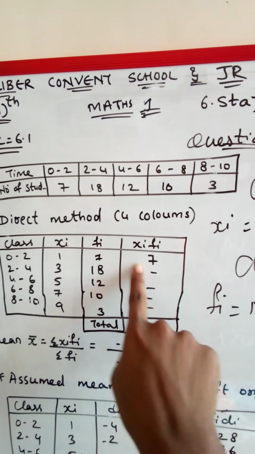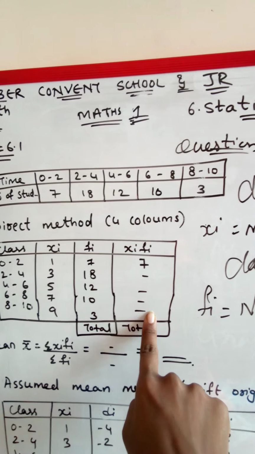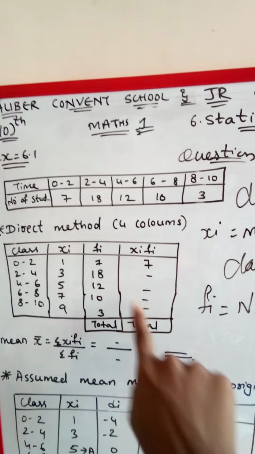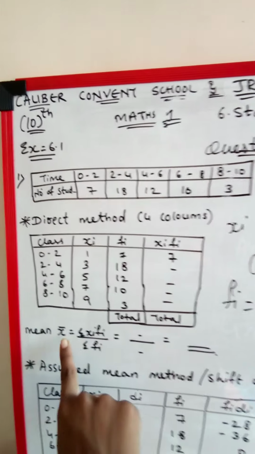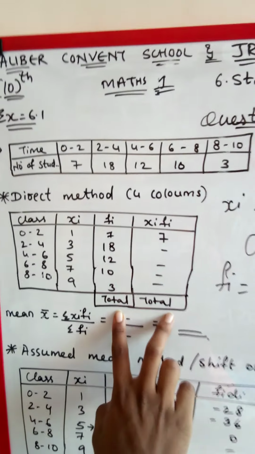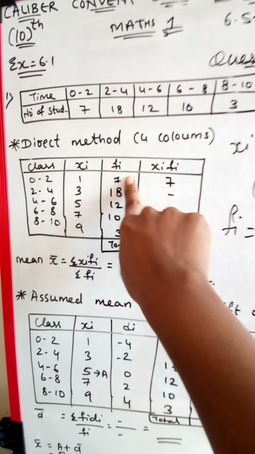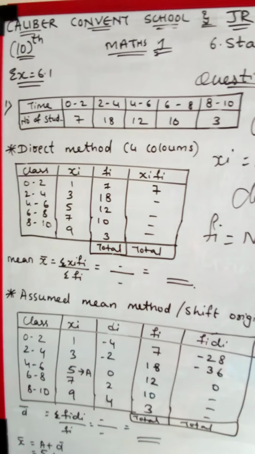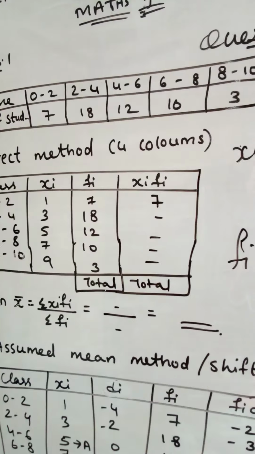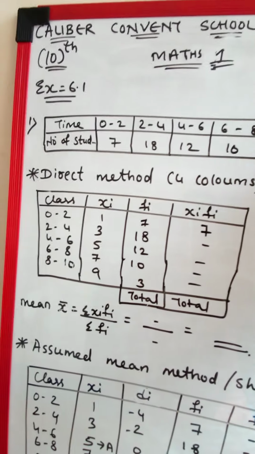1 into 7 is equal to 7, 3 into 18, and so on. Total here, add all this. Then you have to find the mean, x bar, by dividing both answers. The formula is sum of xi fi divided by sum of fi. Then you will get your answer. This is the direct method that we have solved right now.